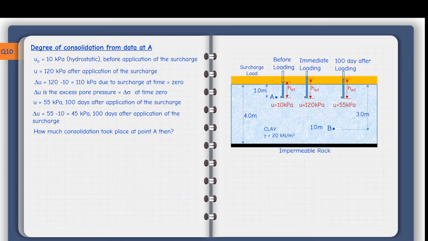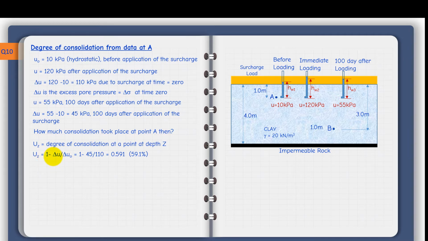Remember, we are talking about a specific point, point A, not the average behavior of the overall thickness of the clay. This is why I am referring here to the degree of consolidation as Uz, meaning this is a degree of consolidation at a depth z, happening here to be point A, which is 1 meter below the clay surface. The definition for the degree of consolidation at any particular depth, Uz, is 1 minus delta u divided by delta u naught.